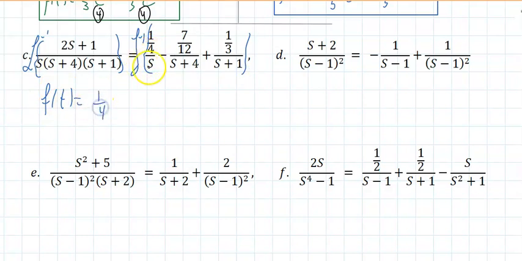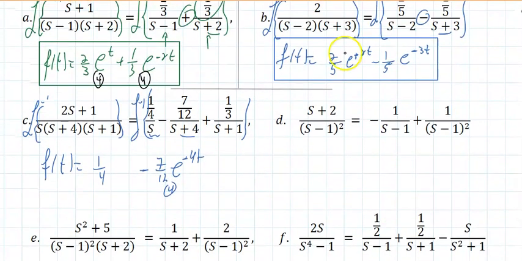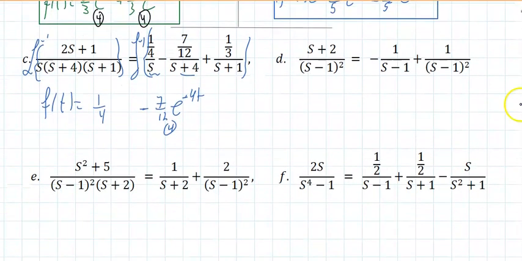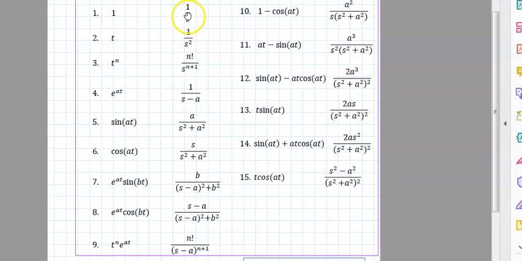This is 1/4, 1 over s. So this I know is minus 7 over 12 e to the negative 4t by number 4. Oh, I didn't label that here, did I? Look at that. I would have been nailed on a test. And I know this is a 1/3 e to the negative t also by number 4. But what is this deal of 1 over s? 1 over s, I notice that's number 1. 1 over s is really just 1.